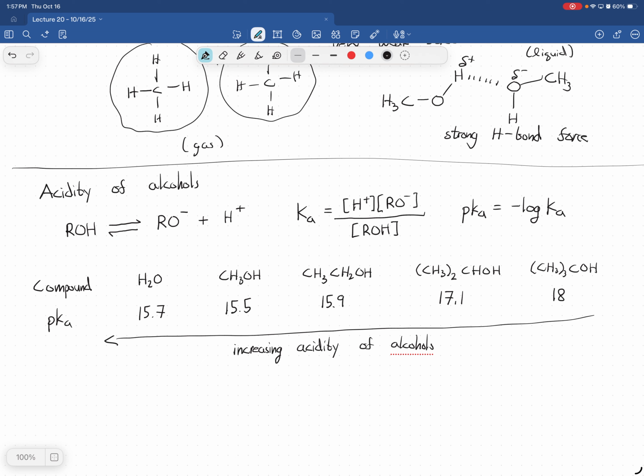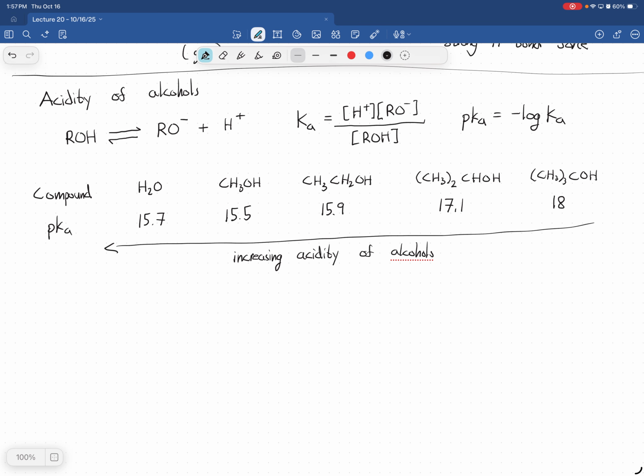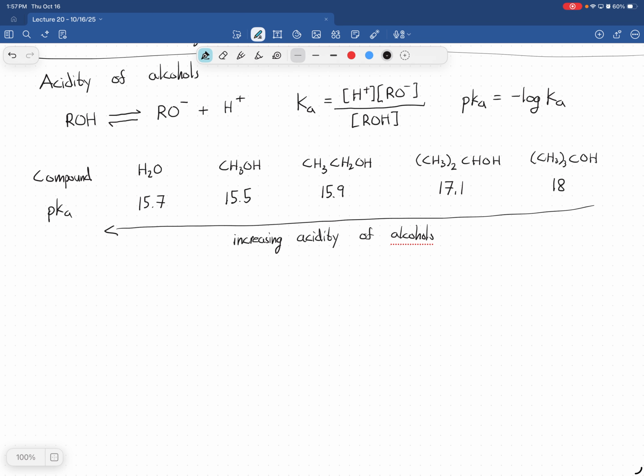Okay, and there's a reason why this happens. It has to do with how well something can be solvated at the conjugate base. So we could talk about that a little bit here. Think about this before we take a little break. Let's compare methanol, the conjugate base of methanol. Methanol can interact with water, like so.